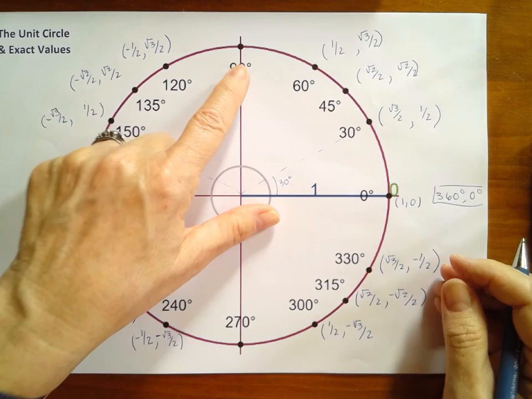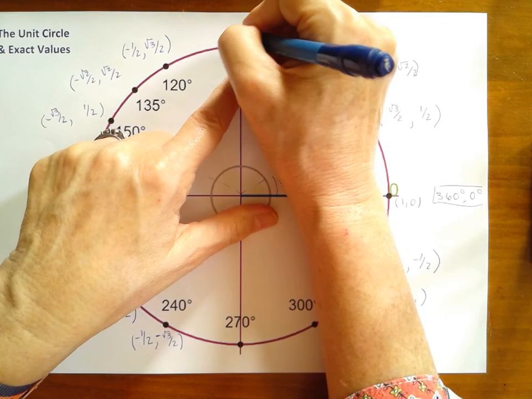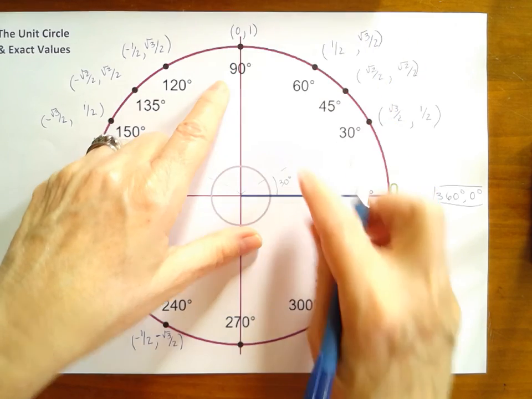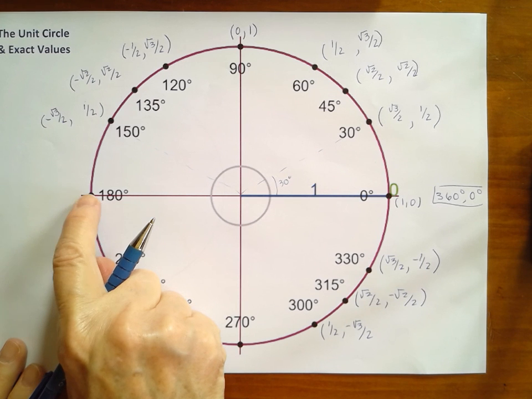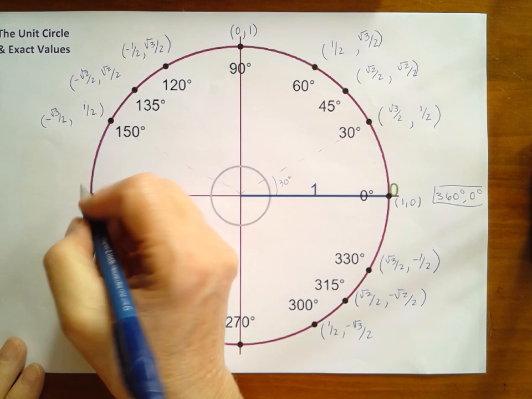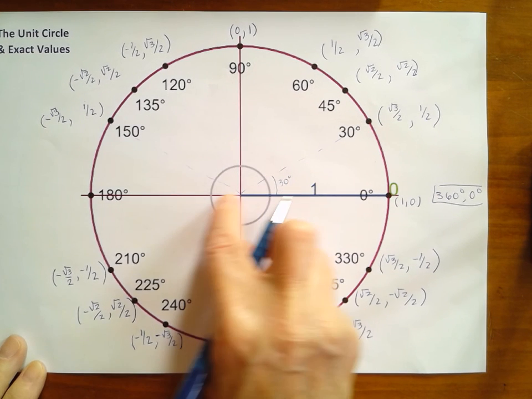Okay? 90 degrees up here. What's the cosine of 90? Well, it's 0, 1, because that's that point. I went 0 on the x, but 1 on the y. Here's a boundary value over here, 180, because it's on the axis. What is that point? It's 0 on the y, but negative 1.